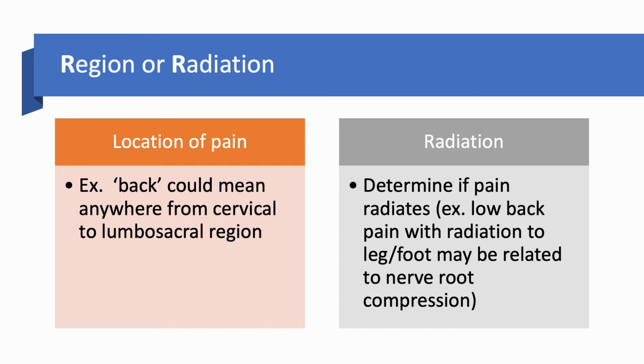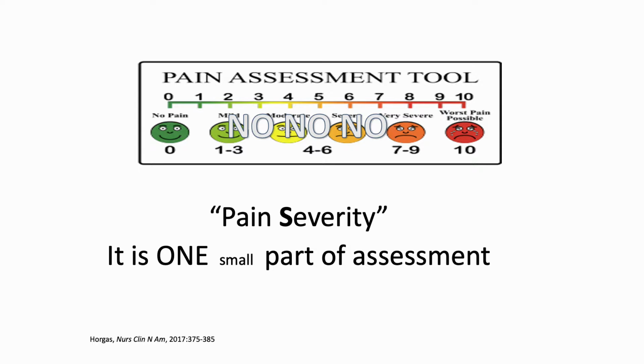So, for example, low back pain with radiation to a leg or foot may be related to a nerve root compression, or you think about someone with neck pain, with pain to the hand or fingers, again, is that compression. People that have abdominal pain that radiates to the back, secondary to, for example, pancreatic cancer, you may often see.